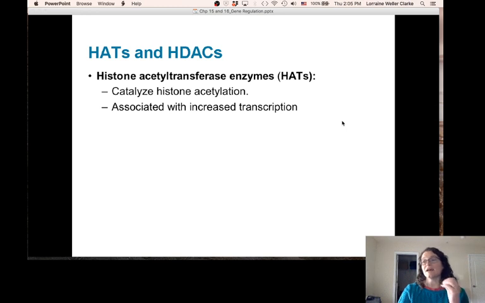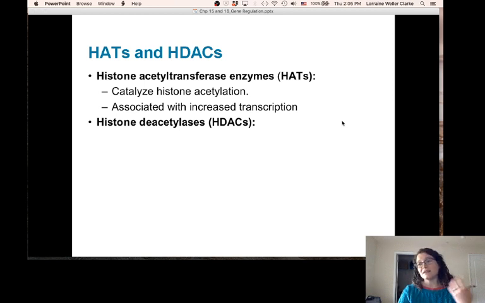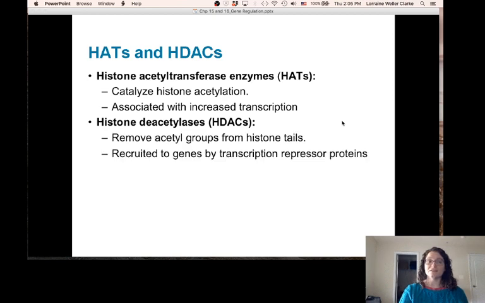And these enzymes will add the acetyl groups onto the histones, opening up that DNA section, okay? So these are associated with increased transcription because they are acetylating the histones. The histone deacetylases take off the acetyl groups and can encourage decreased transcription. So the idea here is that when they remove it, this reduces transcription of the genes that are associated with them.